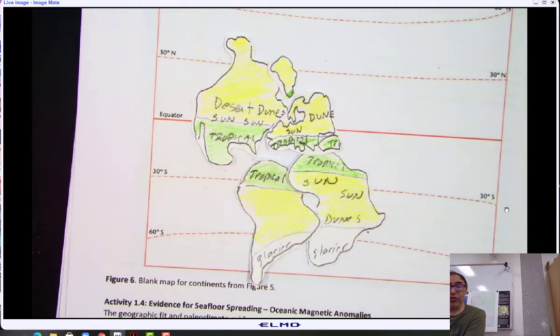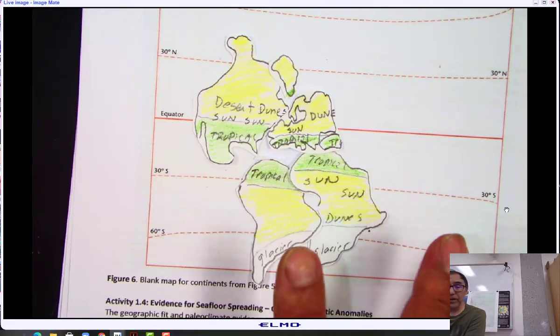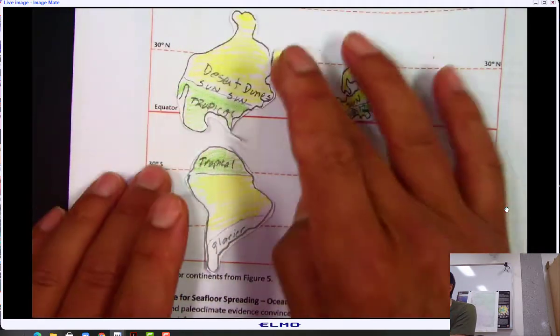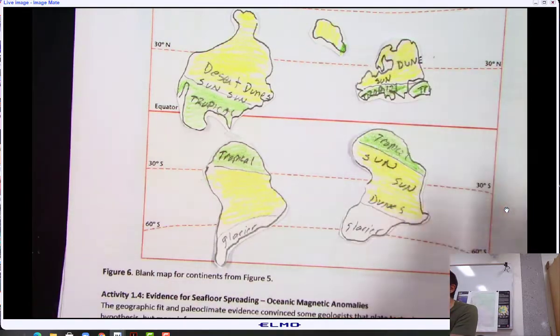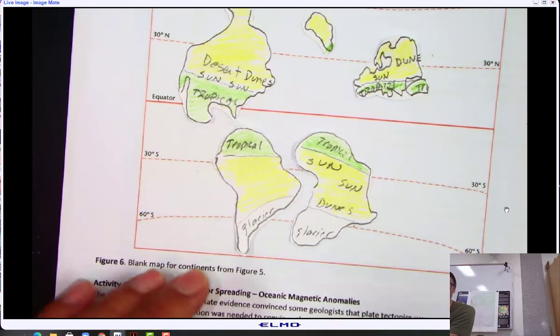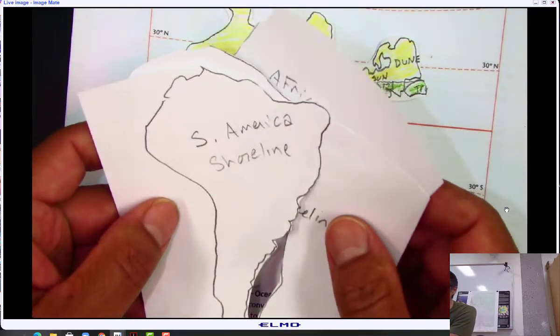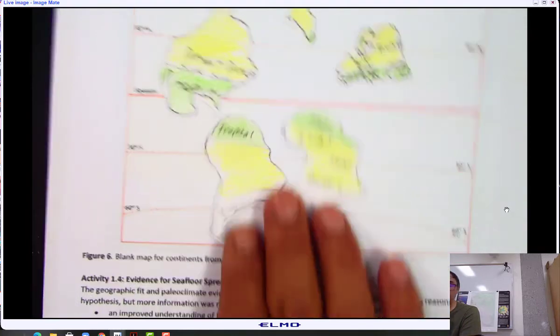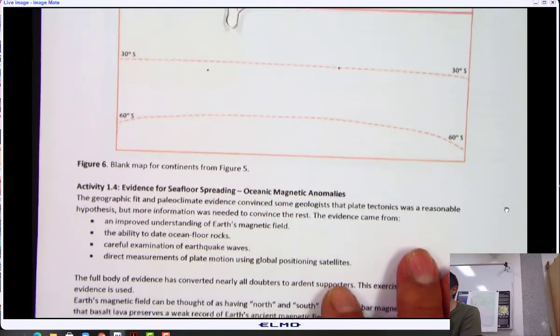Again, make sure you take a picture of your particular format, or whatever you decide to arrange these in, and then submit it with your lab. And also, you're going to want to take a picture of your reassembled South America and Africa coastlines as well. All right, so that's a little bit on what you want to do for that activity.